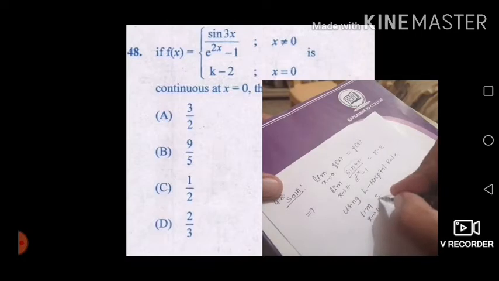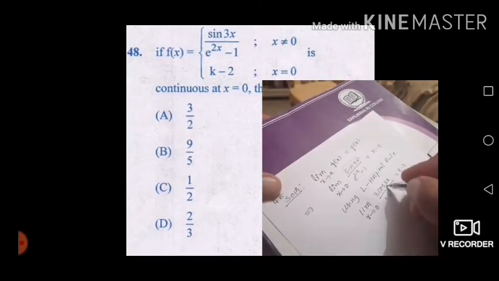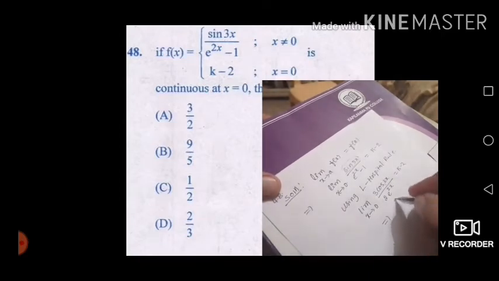So that is 3 cos 3x, and differentiate the denominator. So that is 2 e power 2x, which is equal to k minus 2. Now replace x by 0: cos 0 is 1, e power 0 is also 1. So totally we got the answer 3 by 2 is equal to k minus 2.